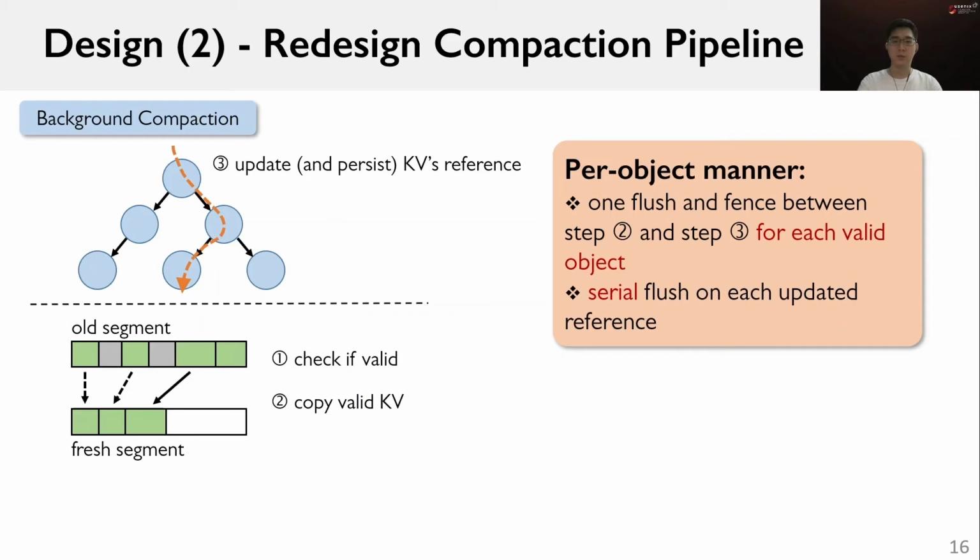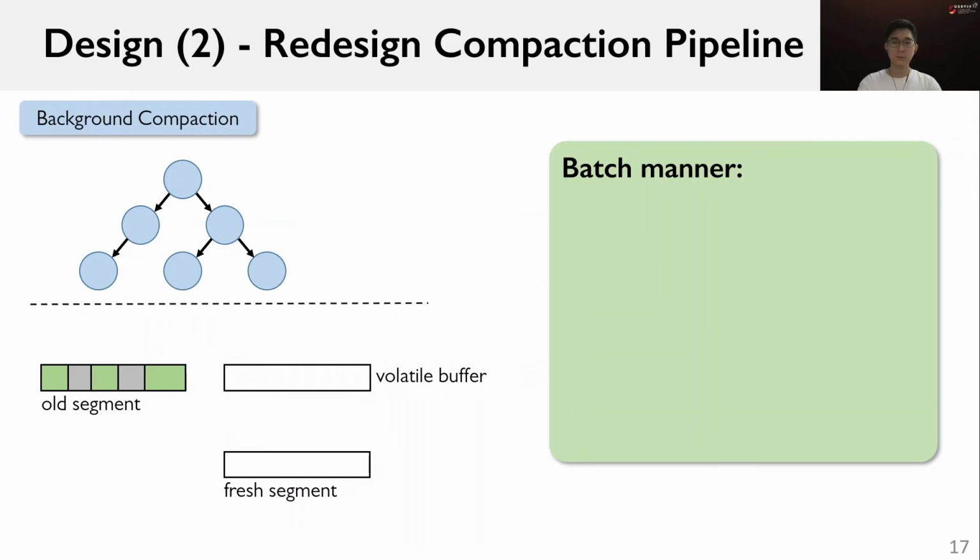The second design of Pacman is redesigning the compaction pipeline. In the existing compaction approach, the compaction is conducted in a per-object manner. Each object is handled entirely one by one. In this manner, one flush and one fence are needed for every valid object, and flushes on the reference are conducted serially. To reduce the extra persistence work, we redesign the compaction pipeline to a batch manner.